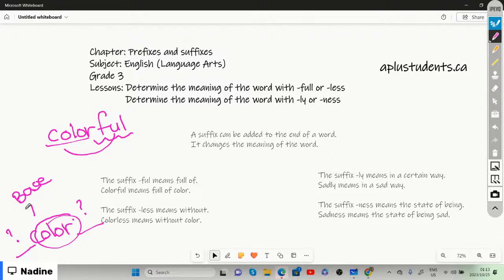And in this case, we first used the word color and then we used the suffix full. And we said the meaning changed to full of color. And then we use the suffix less, and less means without. If we add the word less to the word color, there we have our base word, which is color, and there we have our suffix, which is less. So once we add less to the word color, it means that it is without color, because we said less means without.